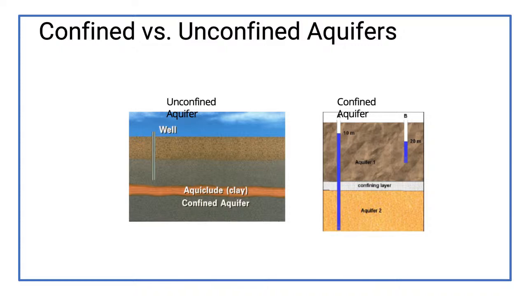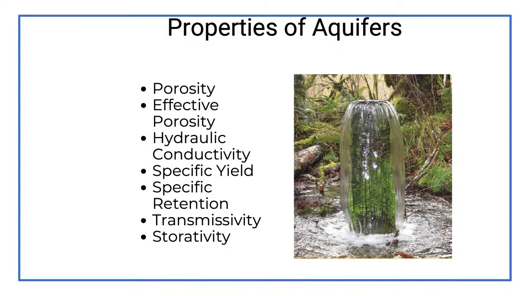Confined aquifer, it's under pressure, it's stored under there. So when you poke a hole in the confining layer and get into that aquifer, it's actually going to push it up like in a straw. So that's a confined aquifer.